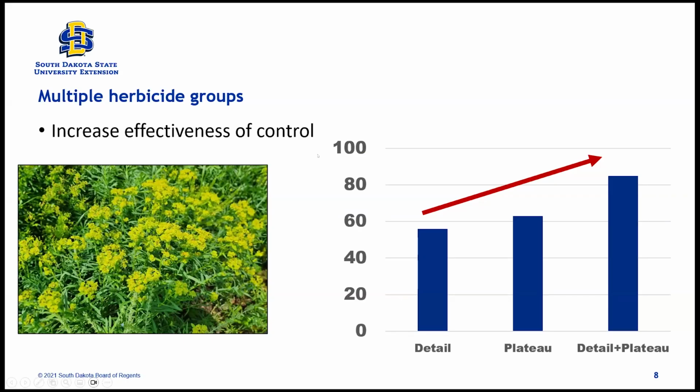So on the graph, on the vertical axis, we have 0 to 100%. That's just control. The closer we get to 100, the fewer weeds we have. So we have Detail, which is saflufenacil, and Plateau, which would be imazapic. So two unique herbicides. When we apply them alone a year later on leafy spurge, we're not really getting greater than 60%. Again, we mix those two together, we're bumping it up to 85% control.